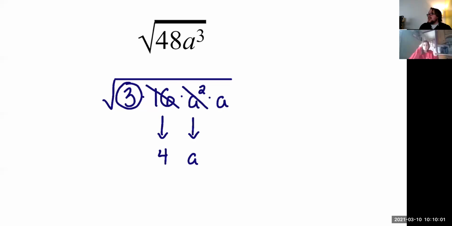Can I take the square root of a? No, it's not a perfect square because it has to have an exponent of 2. And can I break a single a down any further? No. So is it trapped? Yes. Okay.